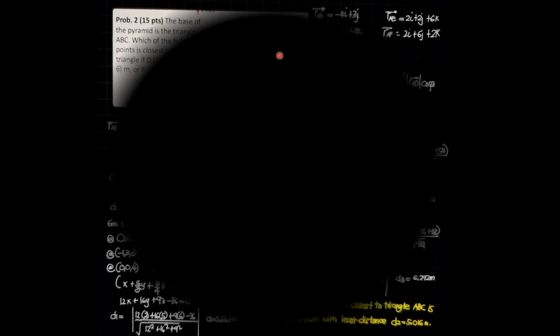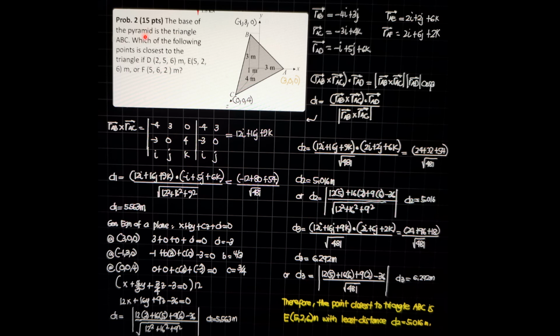Hello, future engineers. Here is the second problem. The base of the pyramid is the triangle ABC. Which of the following points is closest to the triangle if D (2, 5, 6) meters, E (5, 2, 6) meters, or F (5, 6, 2) meters are the coordinates of the fourth vertex of the pyramid? So which of these points, D, E, or F, is closest to the triangle?